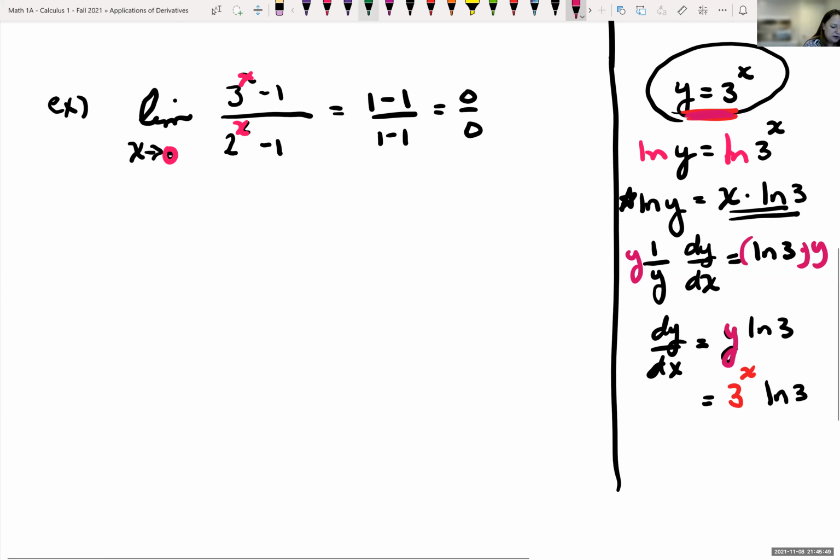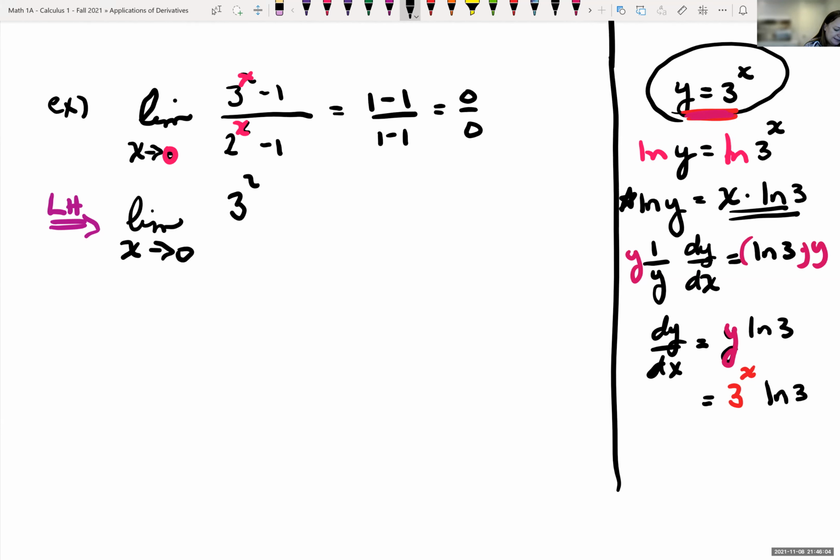And so if I go back in here and use L'Hopital's rule, it says we can take, this would be the same thing as if we took the limit as x approaches 0 of the derivative of the numerator, which we just found to be 3^x natural log of 3, all over the derivative of the denominator. I can tell right now just by going through this, this is going to be the same thing as 2 raised to the x power natural log of 2.